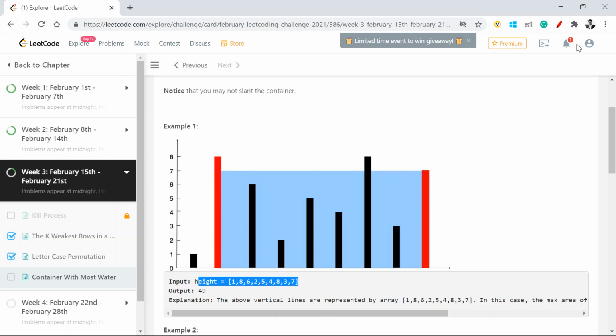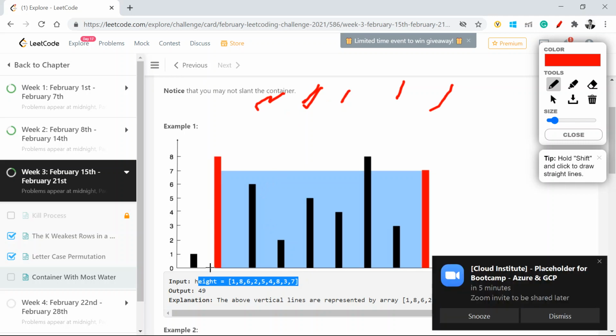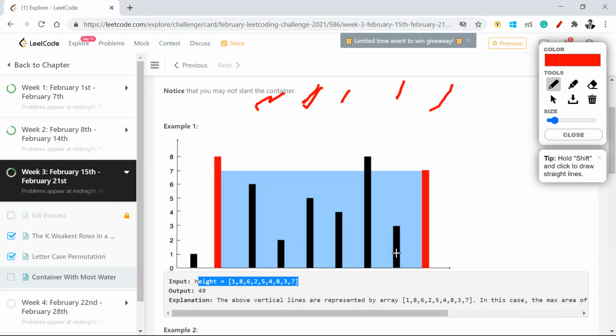Now say it's raining. Then how much water will be filled? What is the maximum water which can be filled between two buildings? This is what the question says. How much water can maximum be stored between the two buildings?